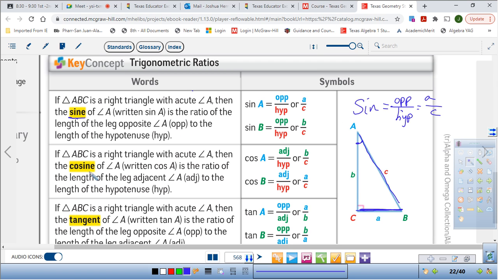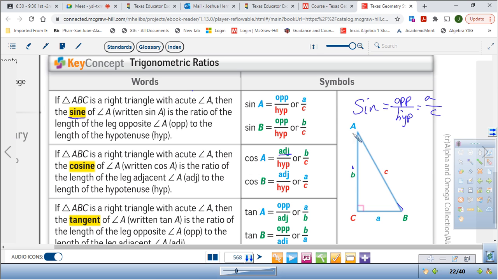Cosine now. Cosine is the same relationship, but regarding A, you all need to know what adjacent means right here. Adjacent is the one next to it. Sine of A is the one opposite. Adjacent, cosine, is the one next to it. See this side here? Why can it not be this side here? Because regardless of how you look at this triangle, this one here is your hypotenuse every single time.